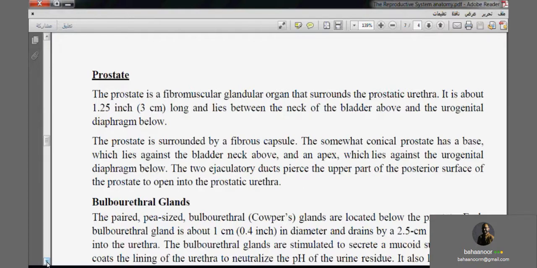The prostate is surrounded by a fibrous capsule. The somewhat conical prostate has a base which lies against the bladder neck above, and the apex lies against the urogenital diaphragm below. The two ejaculatory ducts pierce the upper part of the posterior surface of the prostate to open into the prostatic urethra, as we said before, in the ejaculatory ducts.